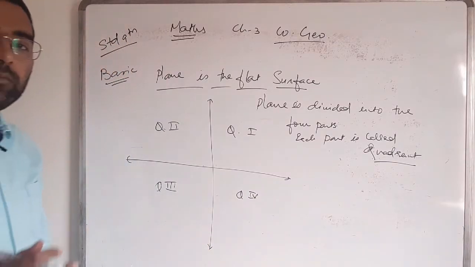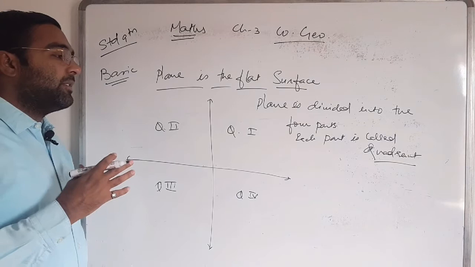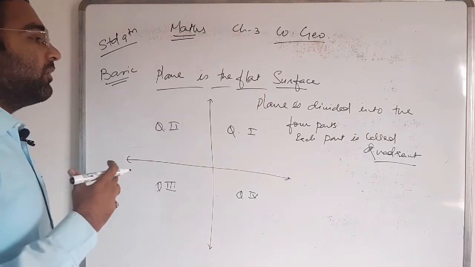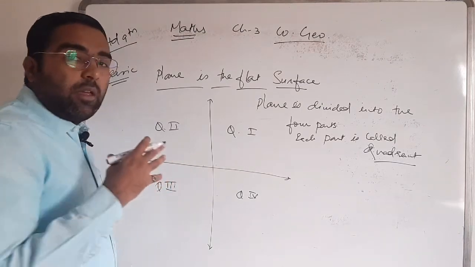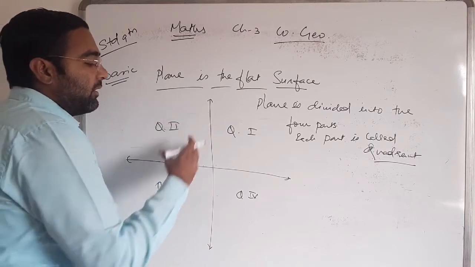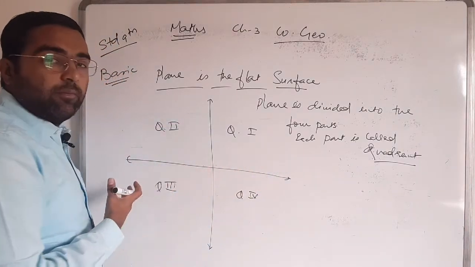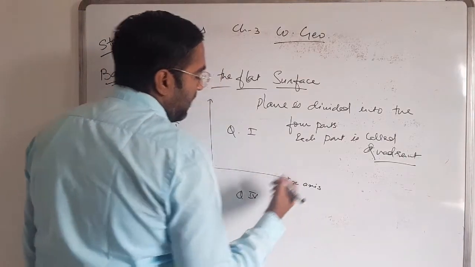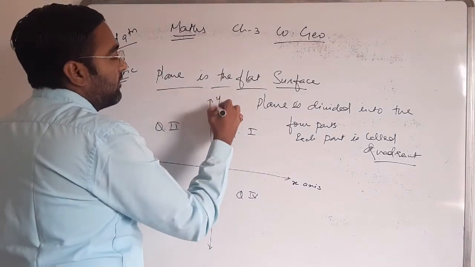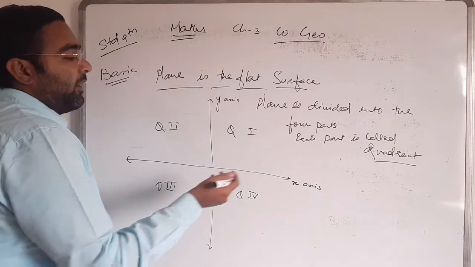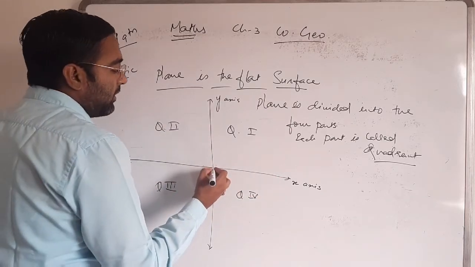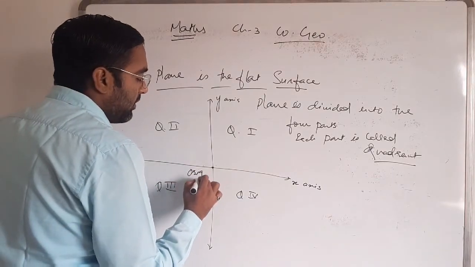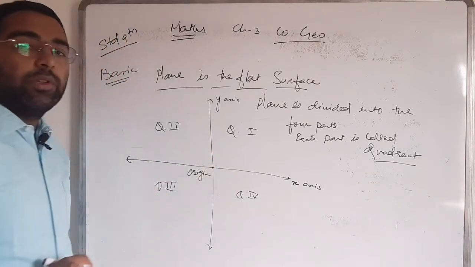So now the plane is divided into 4 parts, and each part is known as a quadrant. The plane is divided into 4 parts with the help of lines. The horizontal line is known as the x-axis, and the vertical line is known as the y-axis. Now the y-axis and x-axis meet, intersecting at a point. That point is known as the origin. Clear?